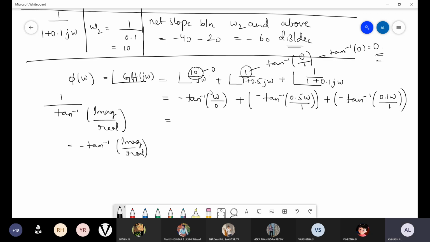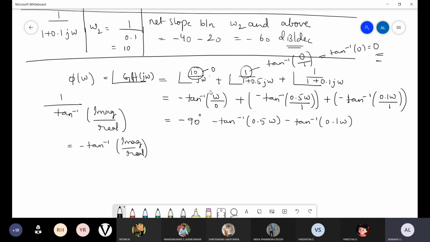So this is the equation. Anything divided by 0 is infinity, and tan inverse of infinity is 90 degrees. So I can say minus 90 degrees. I can simplify this as minus tan inverse of 0.5 omega, minus tan inverse of 0.1 omega. So this is the equation we are going to get.